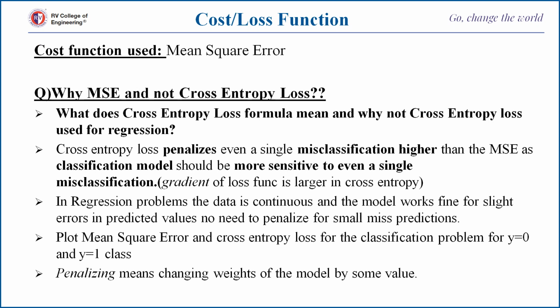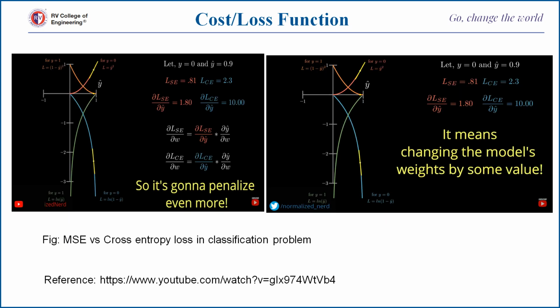In regression problems, the data is continuous and the model works fine. For slight errors in predicted values, there is no need to penalize for small misprediction or change the parameter values. So next we will see the plot of mean square error and cross entropy loss for a classification problem of classifying data for ground truths y equals 0 and y equals 1.